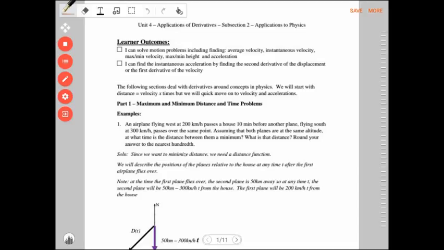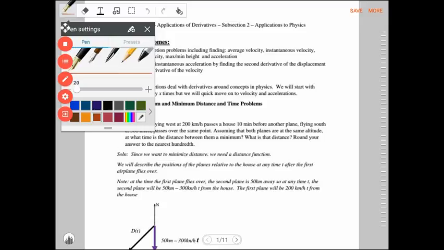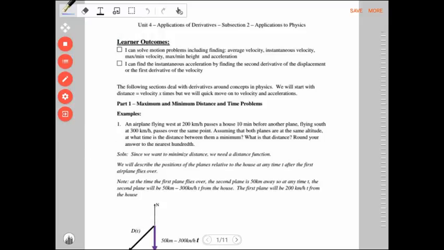So all good. And yeah, so part 1, maximum and minimum distance and time problems. So these ones are much more physicsy than the last section. The derivatives get a little more complex, and there's shortcuts that we can use, but I'll have to explain to you when we can use them and when not to.